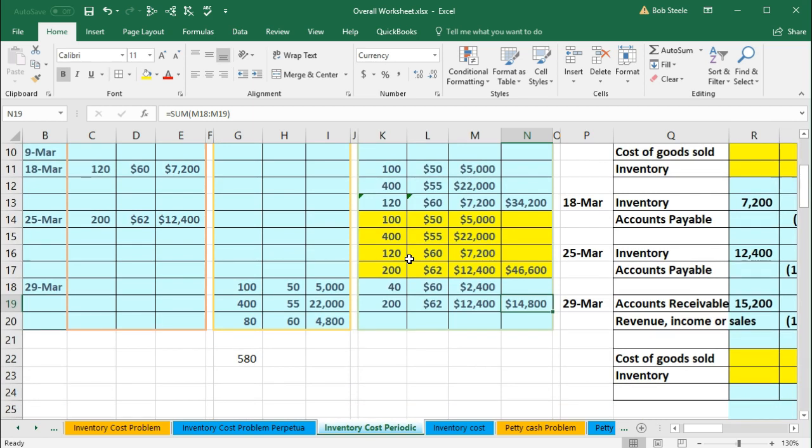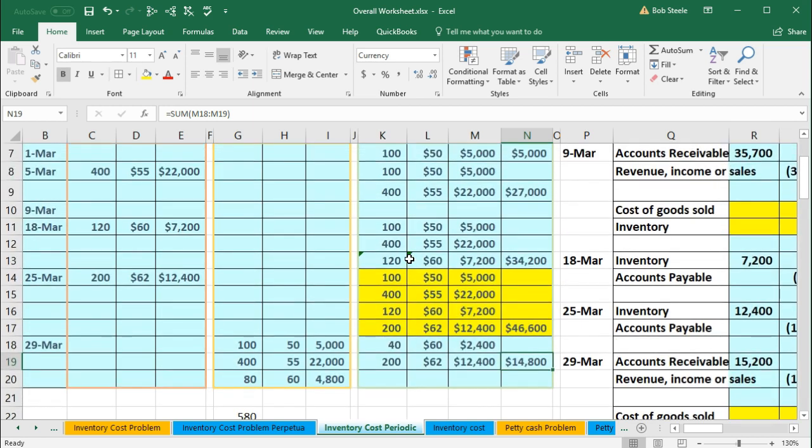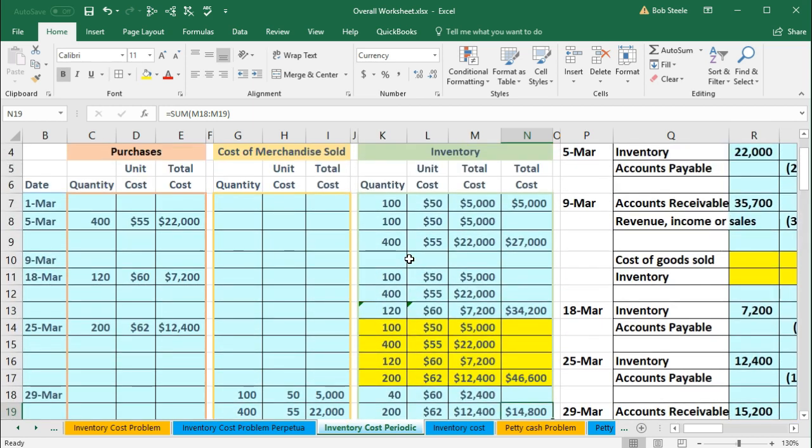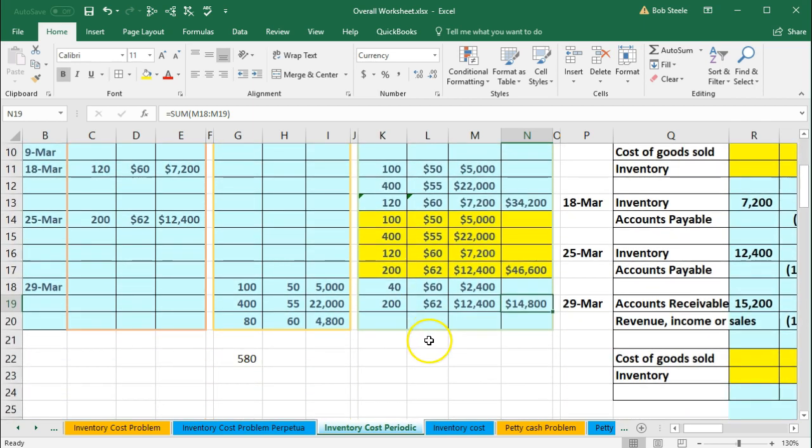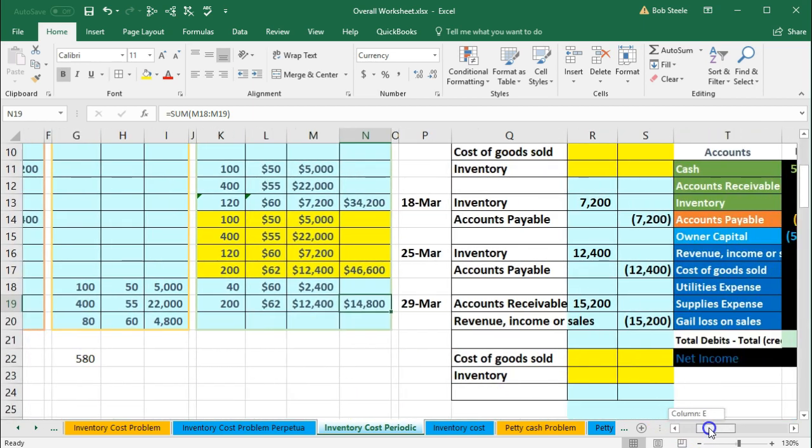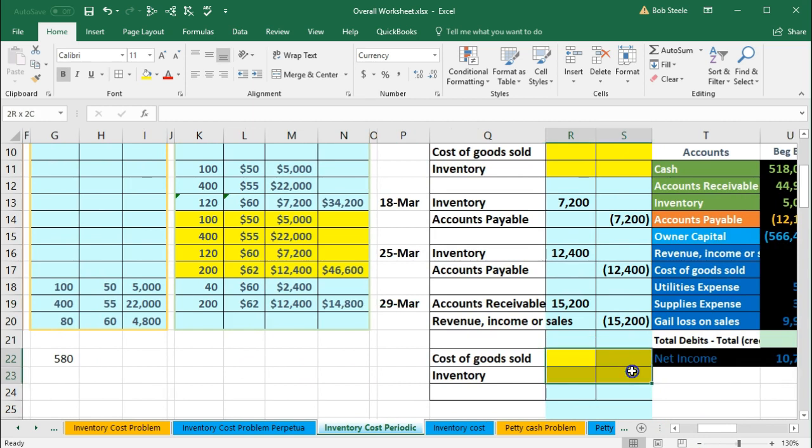So keep that in mind if you see a question on that. The periodic system and the perpetual system, will they be the same as of the end of the month after the month has been adjusted for in the periodic system? They could still differ because of when the sales are happening.